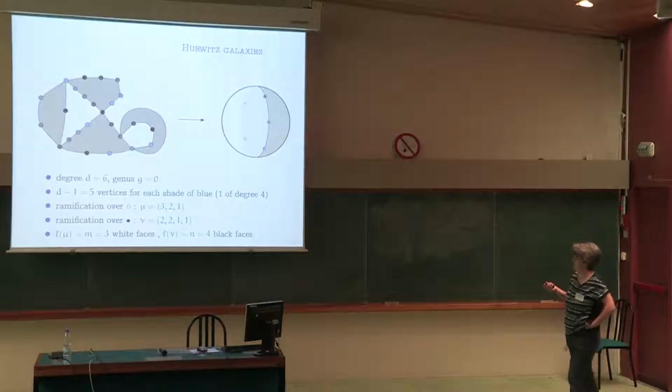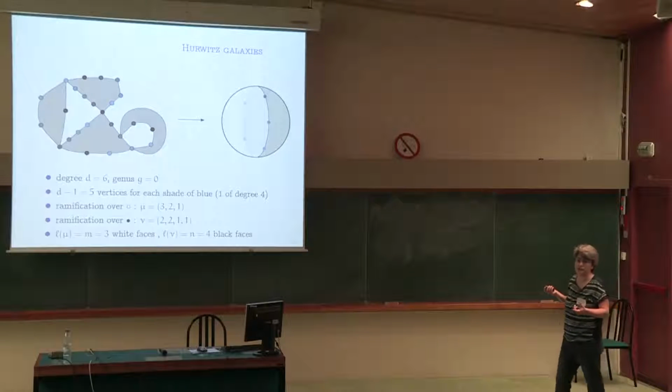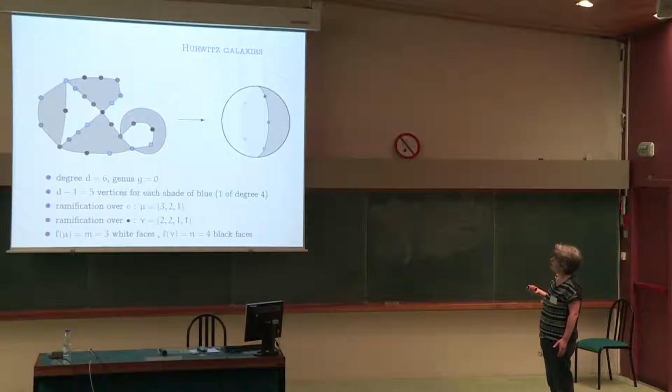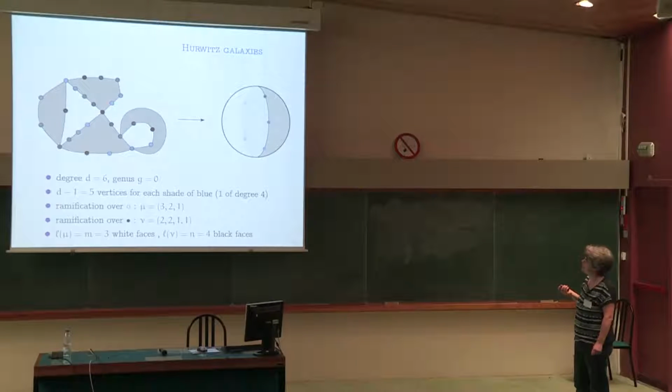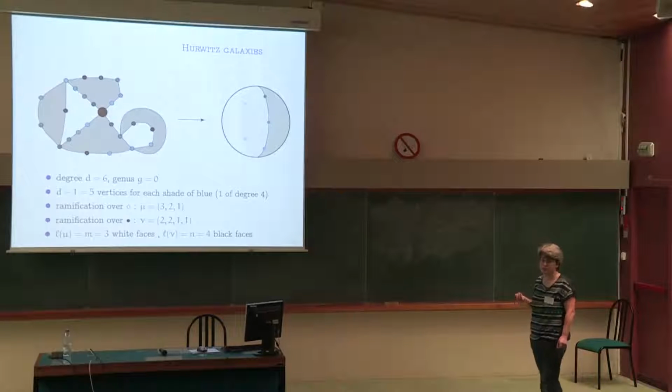So here I can say that this is a ramified cover of degree 6, genus 0. I have five vertices for each shade of blue, because these are simple ramification points. So if the degree is 6, I have one double point and four simple points, which means that on this map, for each shade of blue, I have four vertices of degree 2 and precisely one of degree 4. So that's true for the five shades.